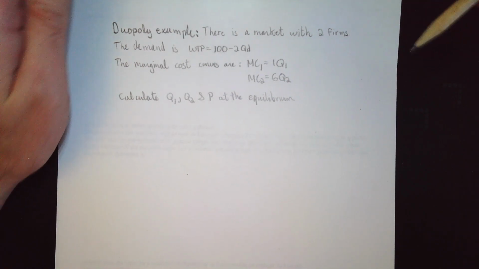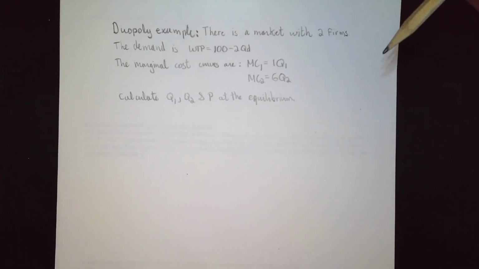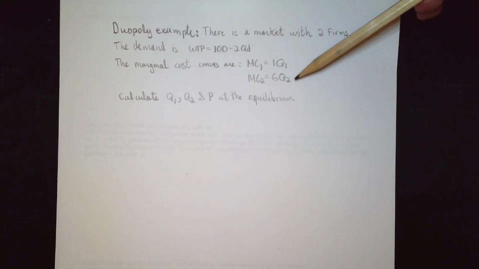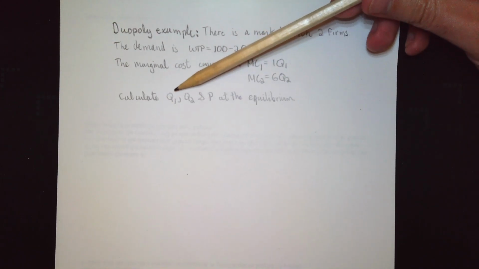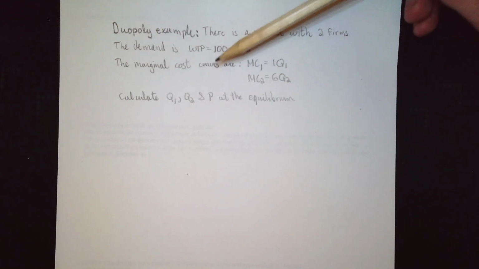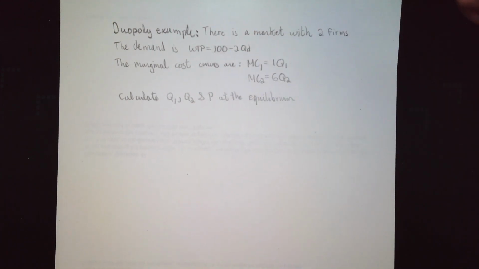Basically it's a duopoly question. We have a market with two firms. You have the demand on that market. You have the marginal cost for the first firm, you have the marginal cost for the second firm, and I ask you to calculate the quantity produced by both firms and the price at the equilibrium.